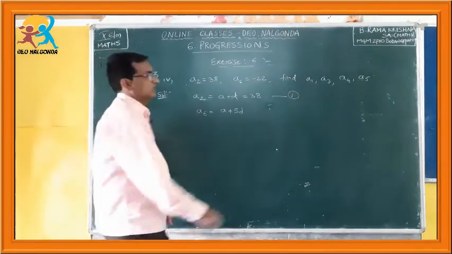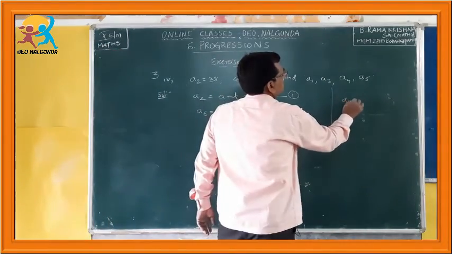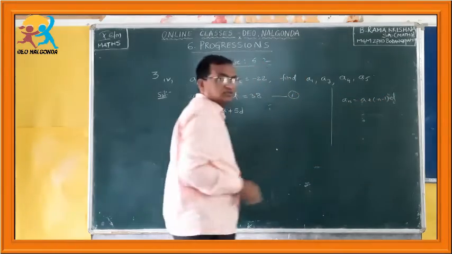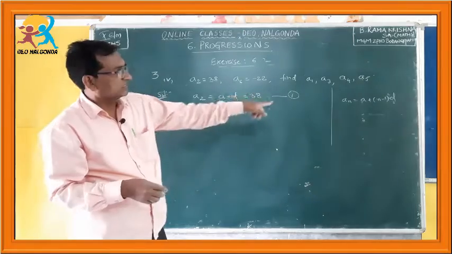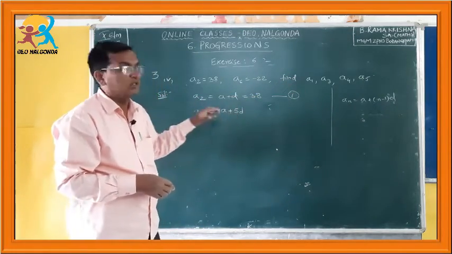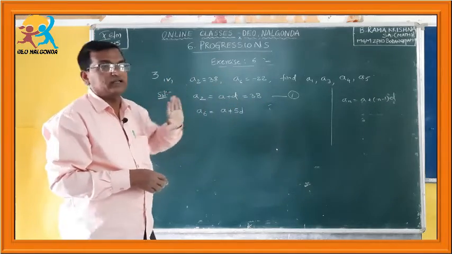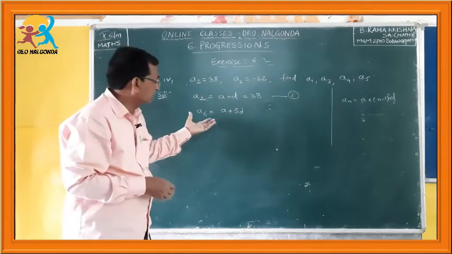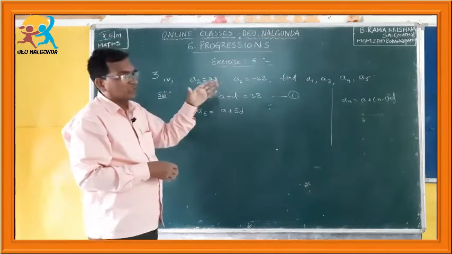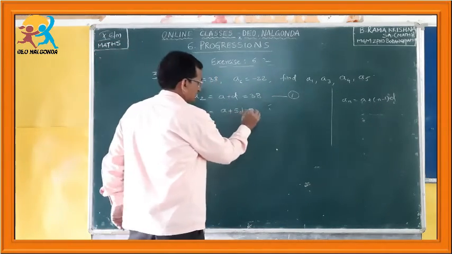You know the formula AN is equal to A plus n minus 1 into D. In the place of n, if you substitute 6, A6 is equal to A plus 6 minus 1. 6 minus 1 is 5. So every time you need not write and substitute that; you can directly write this and do the problem, because if you go on writing every time, that becomes a waste of time.